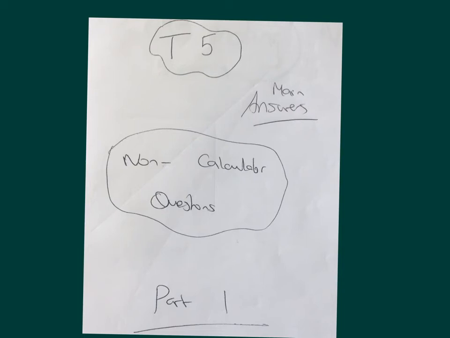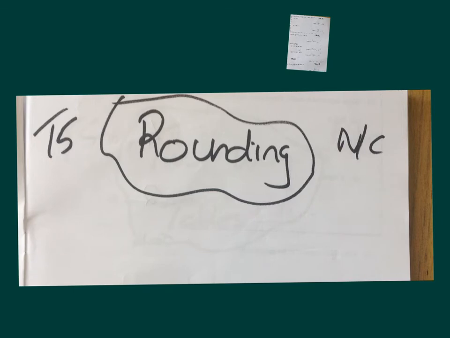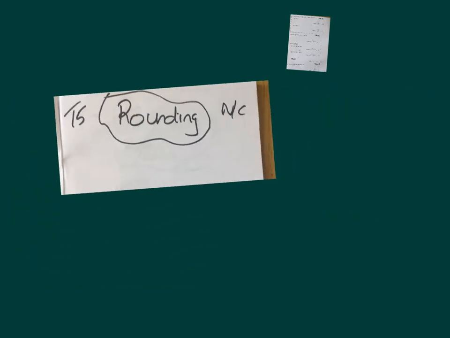Hello all. So we have here the T5 non-calculator booklet. I've just made this up. It's various questions that are fairly easy enough, but the main thing to note, they're non-calculator, so please don't use a calculator when you're working out the answers. So the first topic is the rounding page. It's this page here, so I'll just shorten this down and then we'll bring this page in.